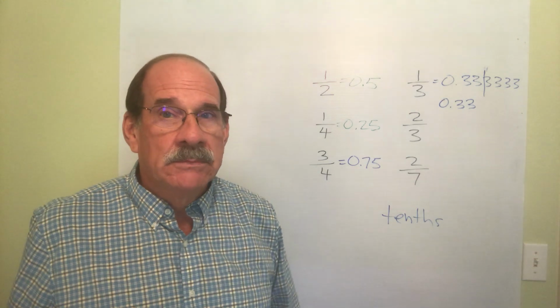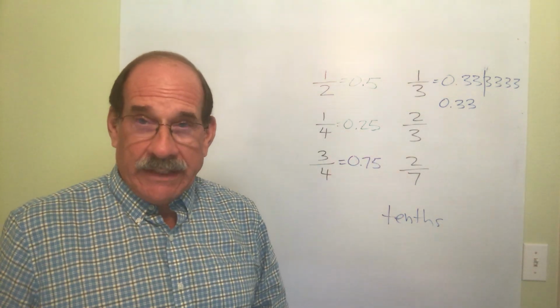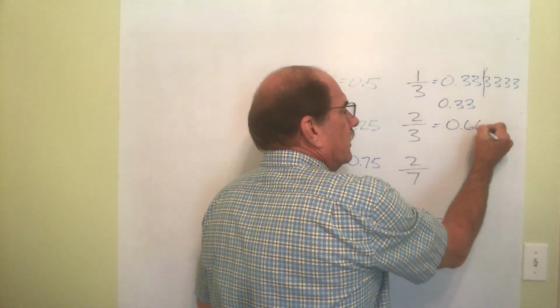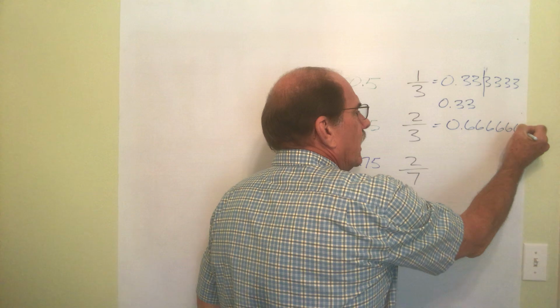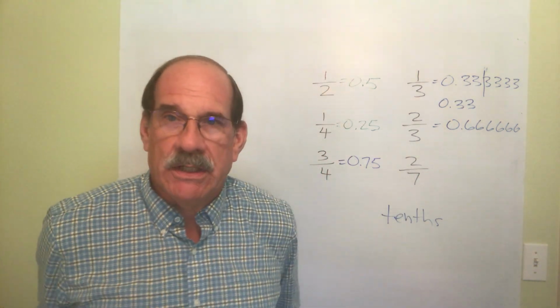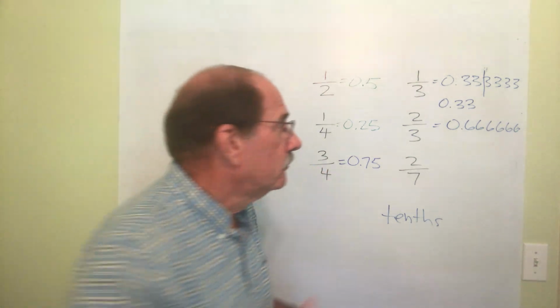That's the answer. What about something like 2/3? Well, you get your little calculator, and it's going to say 0.666666. It's a repeating bunch of 6s. Goes on forever to infinity. How far do you round off? Hey, to 2 places, to hundredths.